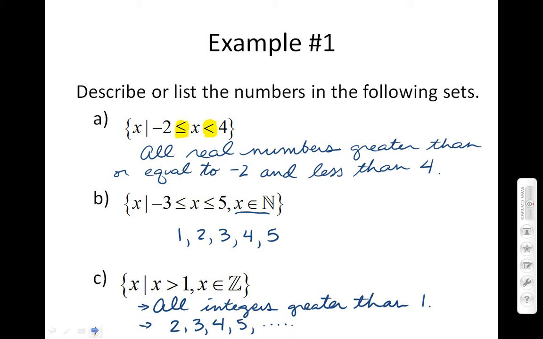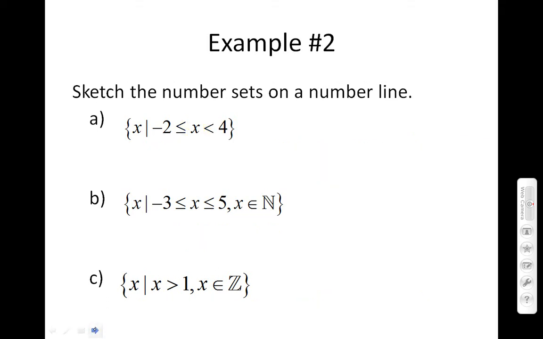All right, I hope you did a good job. Let's move on to graphing using interval notation. So example 2 says, sketch the number sets on a number line. Okay, take a minute, press pause, and see if you can graph these numbers on a number line.